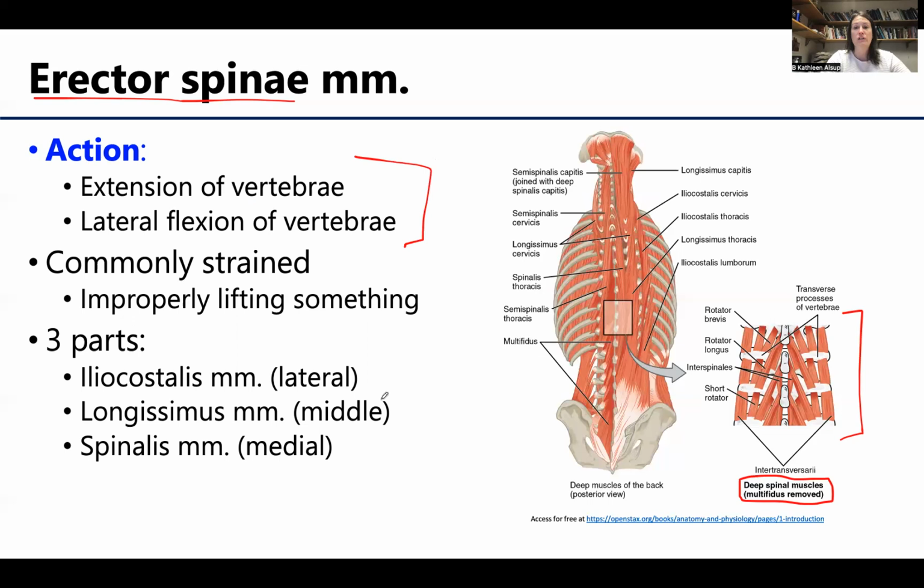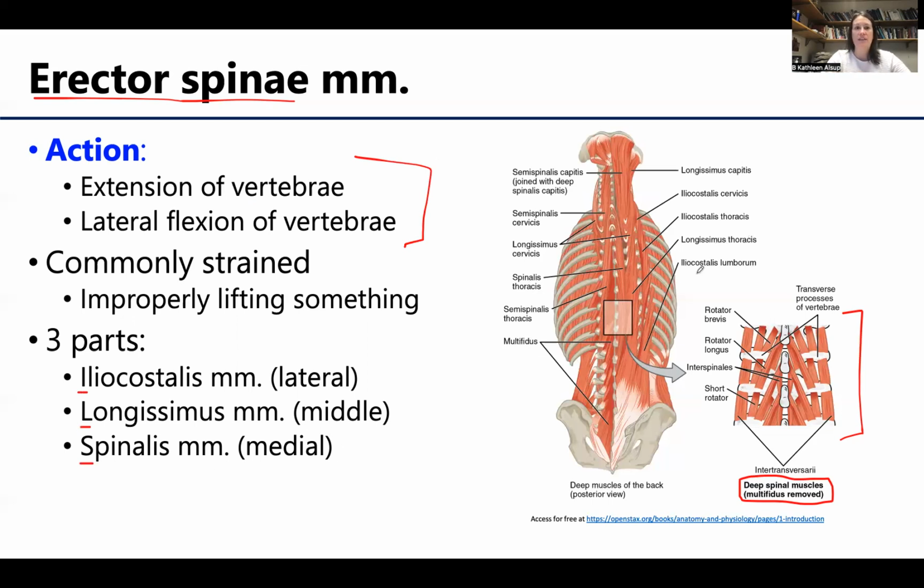So the most lateral of these are going to be the iliocostalis muscles. You can see some of these here. The intermediate or the middle are going to be the longissimus, and then the spinalis are going to be the most medial. They're closest to the spinal column. So I often remember these as I love spaghetti. That helps me memorize the order here.